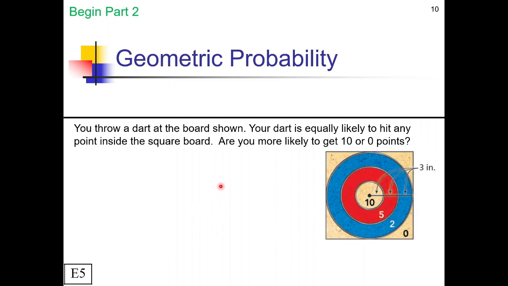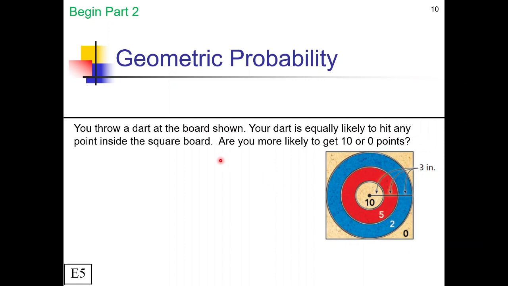So what kind of probability is this? Well, since we're equally likely to hit any of the points inside the board, we can think of this as a theoretical probability, but it's a little bit tricky because if we're asking, what are the favorable outcomes, versus the total possible outcomes, that's kind of hard to tell. I mean, there's sort of an infinite number of spots inside this bullseye even that we could hit.